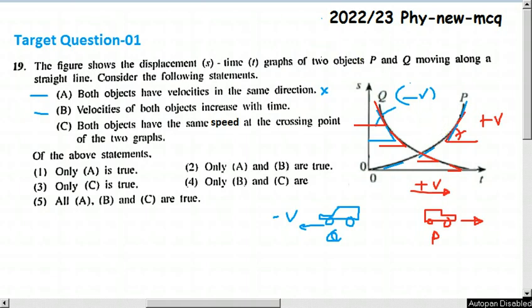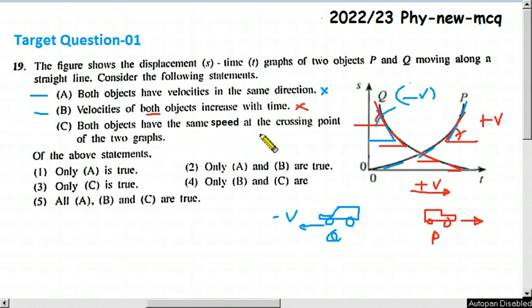Like this, it decreases. So the gradient is decreasing, the velocity is decreasing. So it is wrong for the object Q. Velocities of both objects, they say it is wrong, only it is correct for the increasing of object P. So this one is wrong.